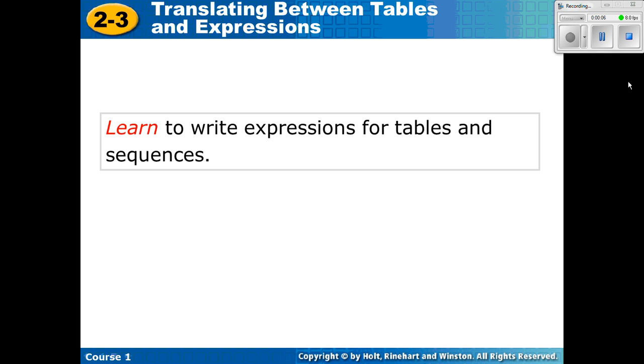Hernandez, and we're going to be covering Chapter 2, Lesson 3, Translating Between Tables and Expressions. So within this lesson, you're going to learn to write expressions for tables and sequences. Have we already covered tables and sequences? Yes, we have in Chapter 1, but now we are going to add in expressions. That's right, algebraic expressions.